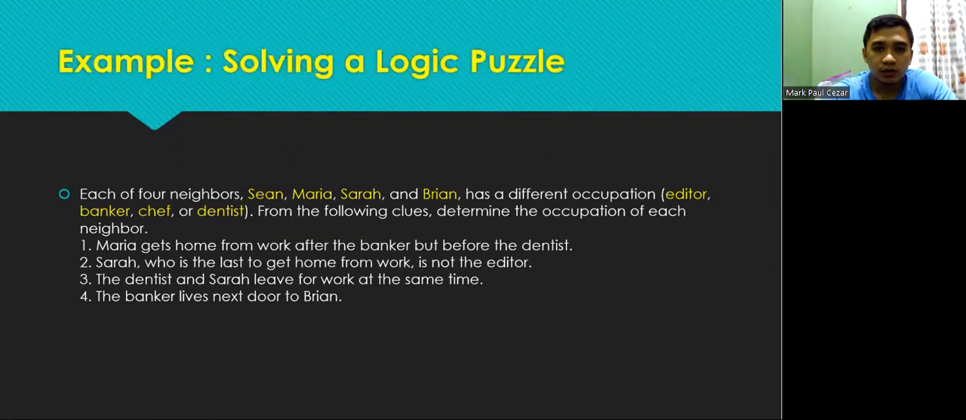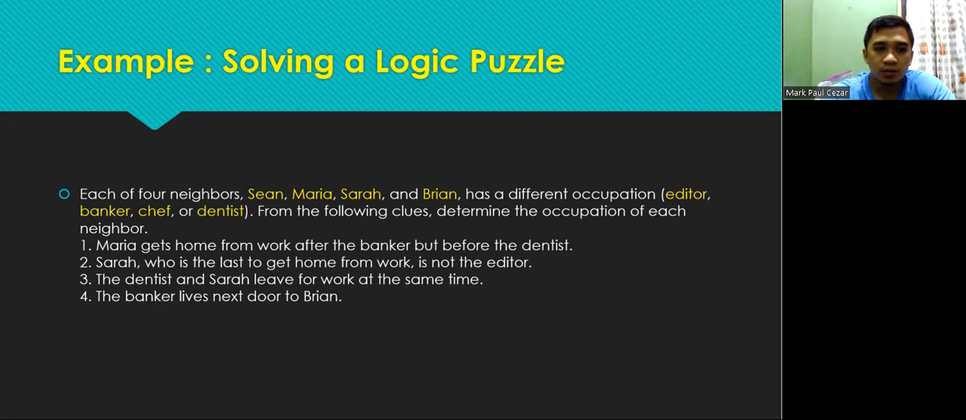So let's have an example for this logic puzzle. Each of four neighbors, Sian, Maria, Sarah, and Brian, has a different occupation. It's either editor, banker, chef, or dentist. From the following clues, determine the occupation of each neighbor. So we are going to determine the occupation of Sian, Maria, Sarah, and Brian just by interpreting the given clues here. We have four clues.